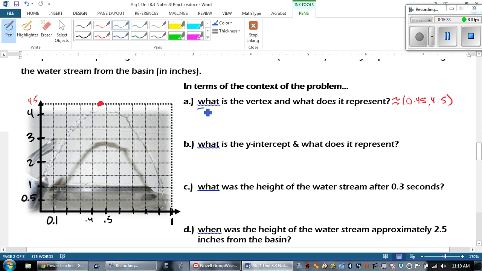So it is the maximum height of the water, and we said that that was 4.5 inches. And it's after 0.45 seconds after being turned on.